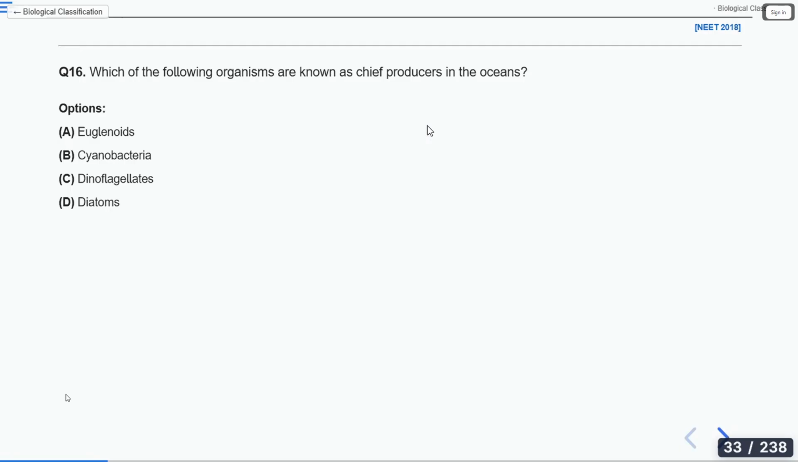Euglenoids, cyanobacteria, dinoflagellates, diatoms. Which is the chief producer in ocean? Diatoms. Okay. Option D, sure.